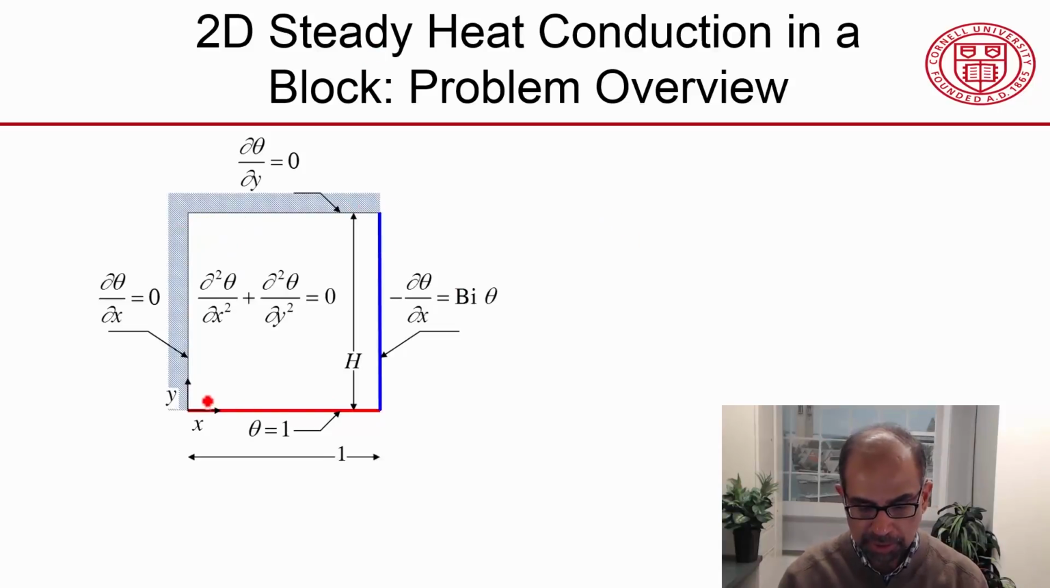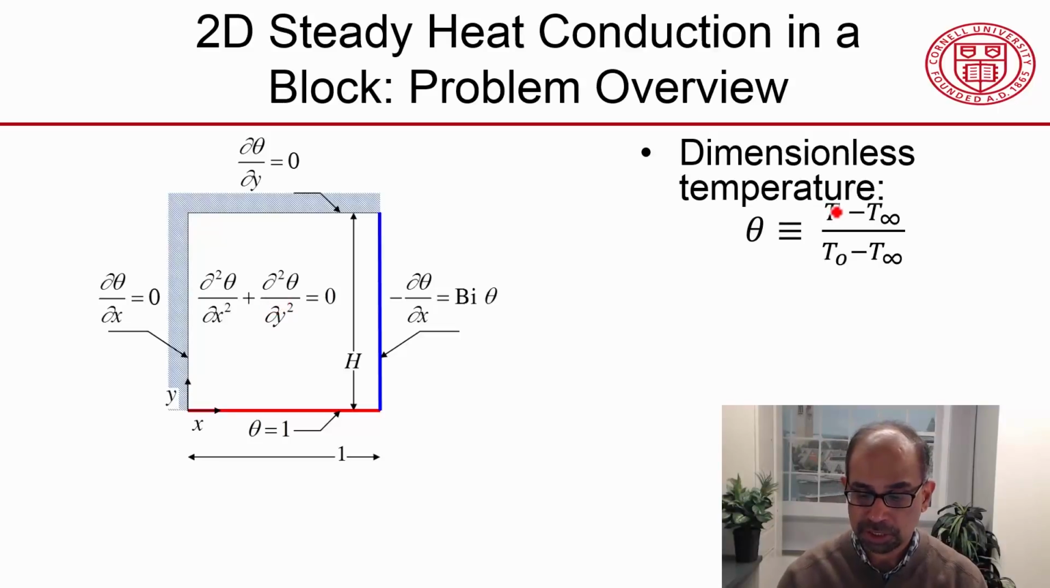And we have a block, and we are given the boundary value problem here, corresponding to this 2D steady heat conduction. This equation here, which is called Laplace's equation, represents the energy conservation. And this is in the absence of heat generation. There's no heat generation here. And theta is a dimensionless temperature. So you take the temperature and you non-dimensionalize it this way.